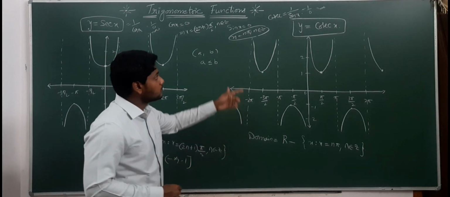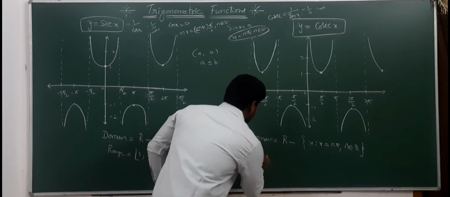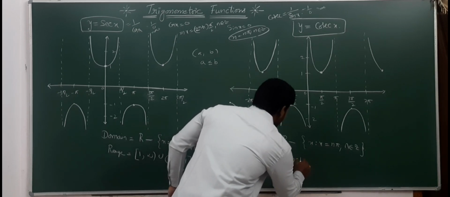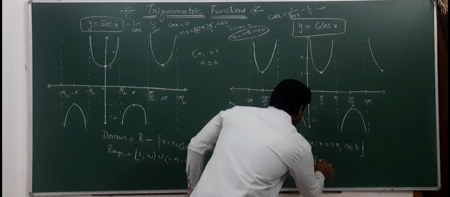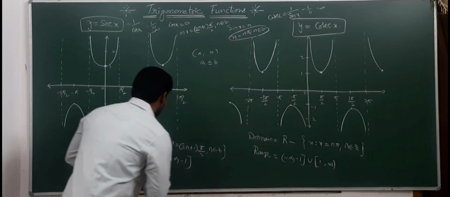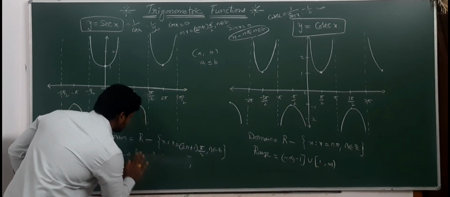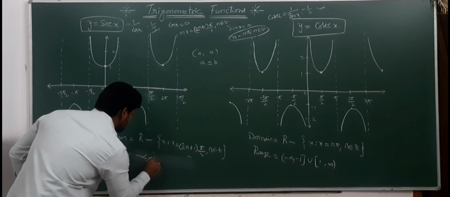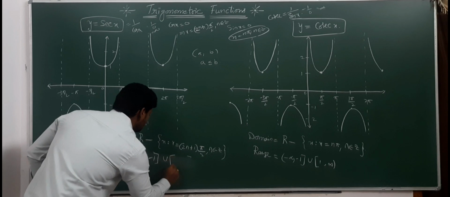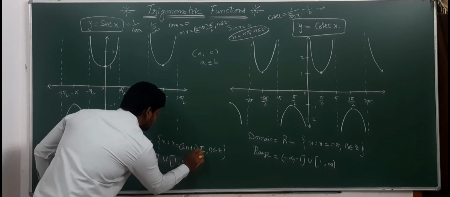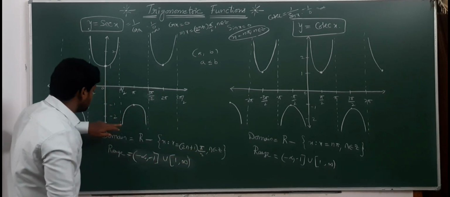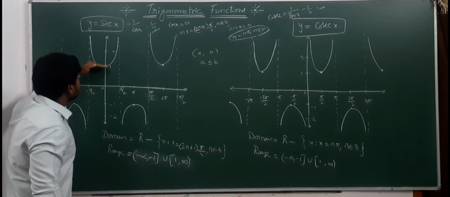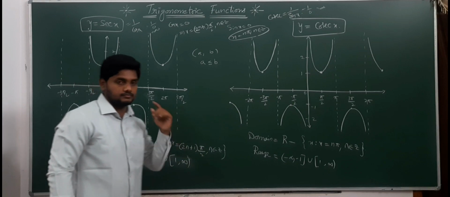At the same time, cosecant is also the same. So when it comes to range, this is minus infinity to minus 1 union 1 to infinity. For easy understanding you can write it like this: minus infinity to minus 1 union 1 to infinity. That is about this.